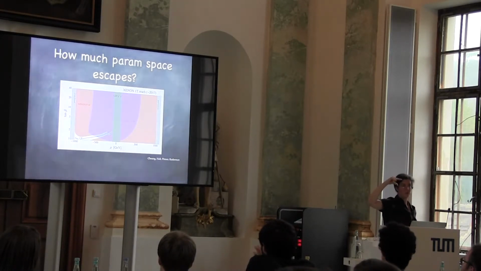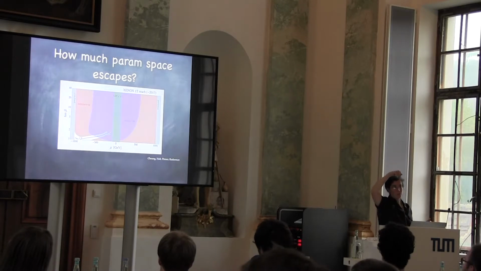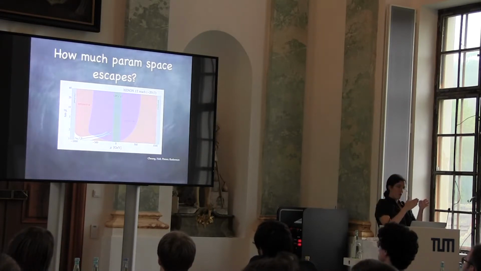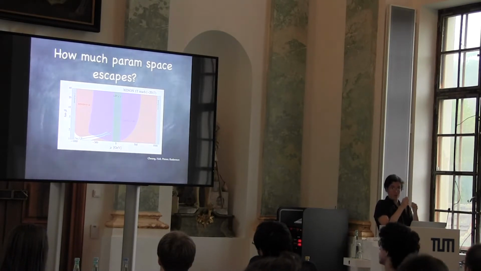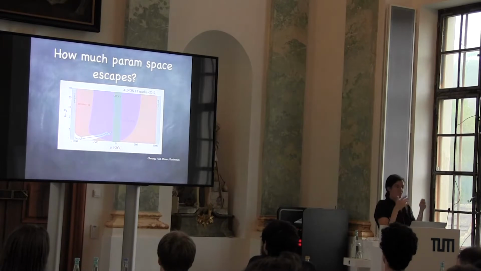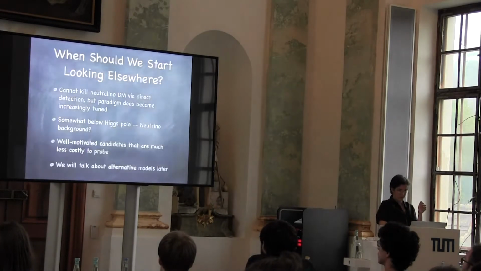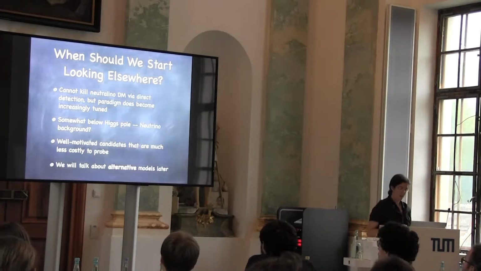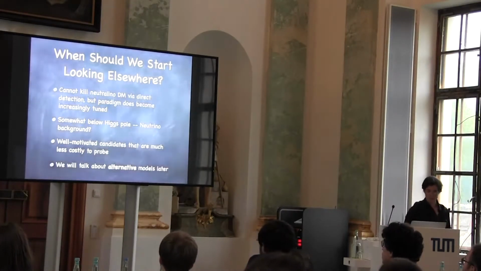Okay, so you should think of it as you're going down to smaller direct detection cross-sections, you're pushing yourself into a smaller and smaller window of parameter space very close to where I've chosen the parameters of my theory such that the tree-level coupling to the Higgs boson vanishes. Okay, so the natural thing to start asking is when should we start looking elsewhere?